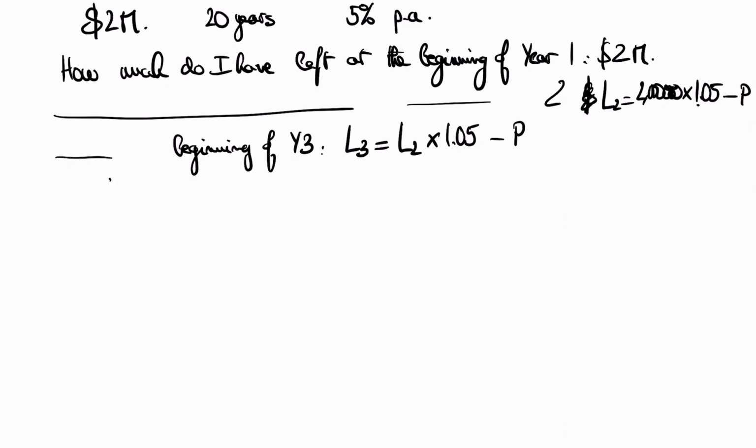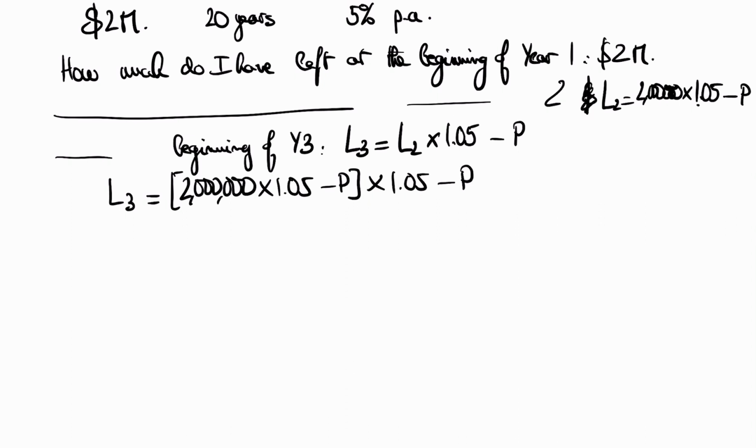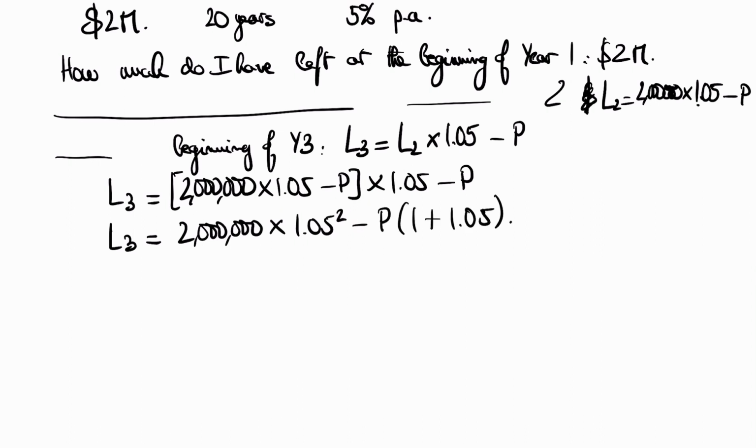And so, okay, I can simplify that. L3 is 2 million times 1.05 minus P times 1.05 minus P, which I can simplify a little bit: 2 million times 1.05 squared minus P times (1 plus 1.05). Now, again, you see a pattern.